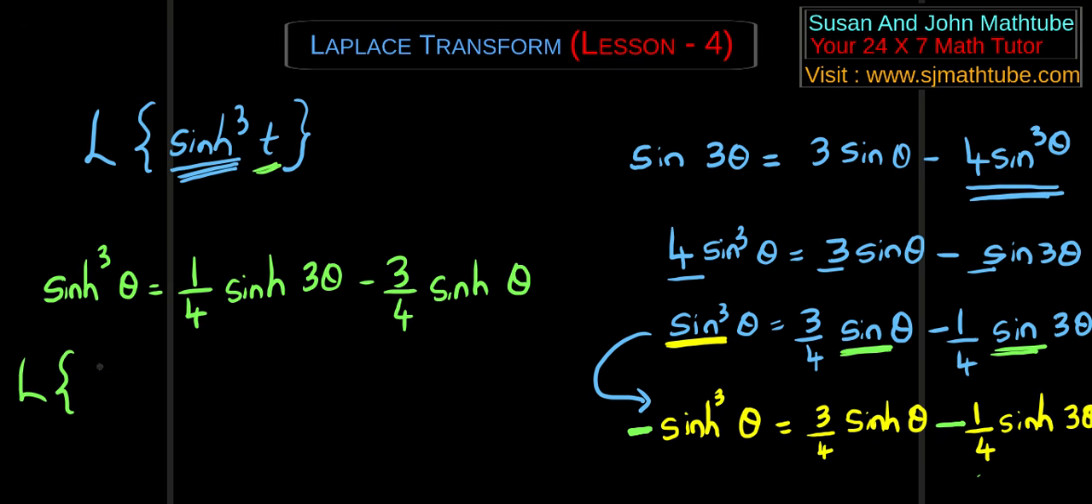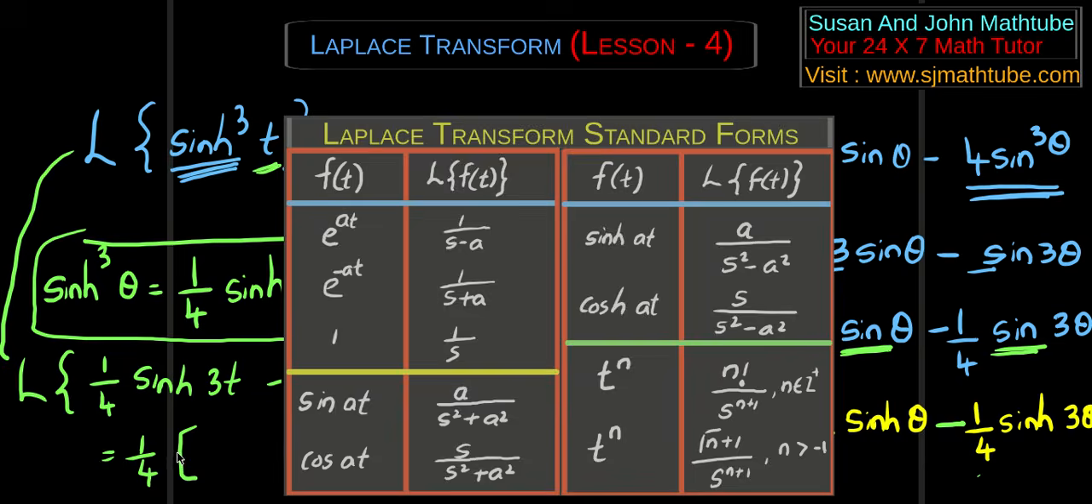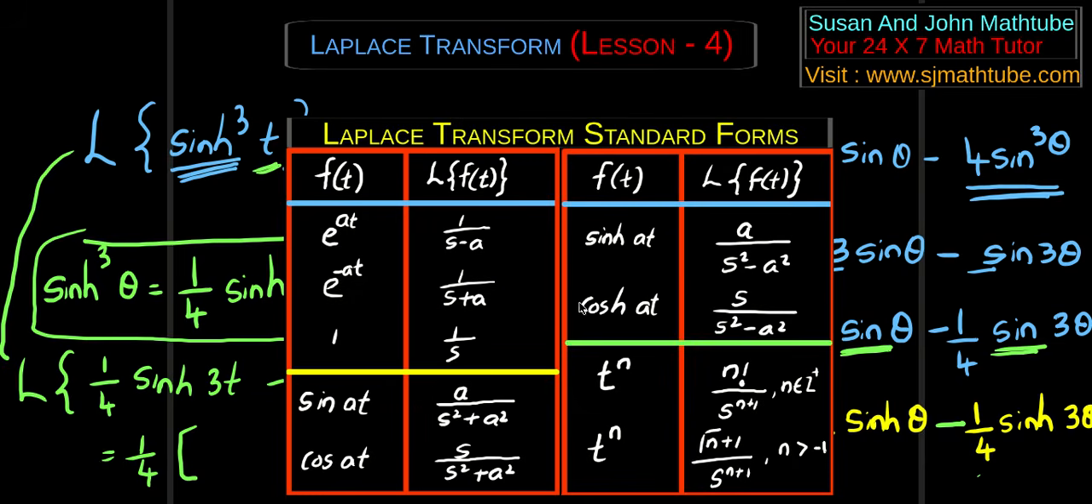So our answer becomes Laplace of this is equal to this. I'll put it in a box. Yeah, 1 by 4 sine 3t minus 3 by 4 sine t. And that will be equal to 1 by 4 into formula time. So you can check the formula for hyperbolic sine? Yeah, A by.